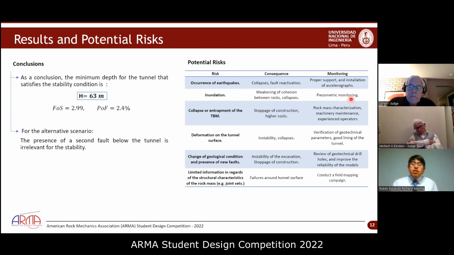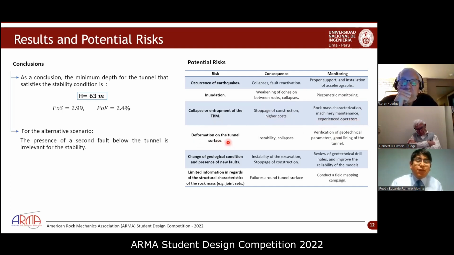And for the monitoring, we should use piezometric monitoring. Also there is the collapse or the entrapment of the TBM. As a consequence, it could be the stoppage of the construction or higher costs. For monitoring, it could be rock mass characterization, machinery maintenance, and higher experienced operators.